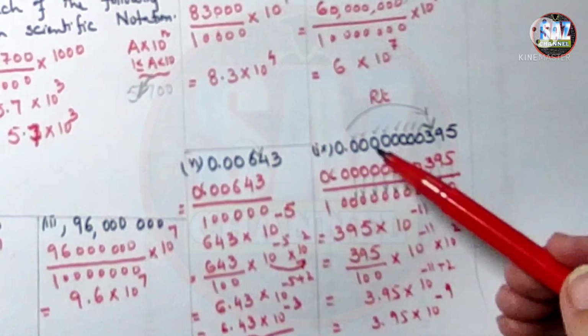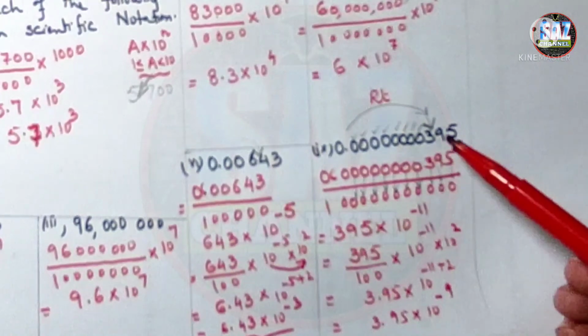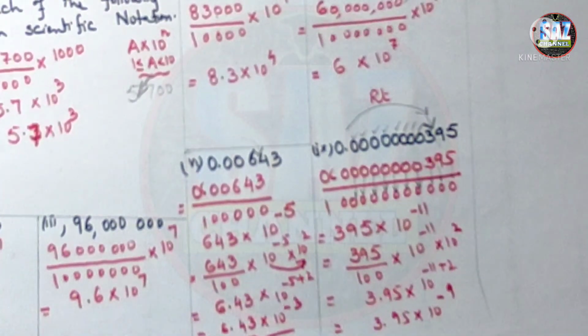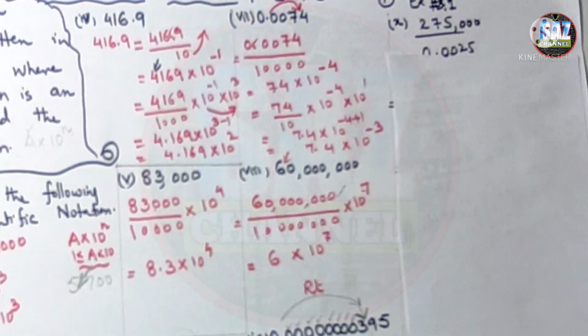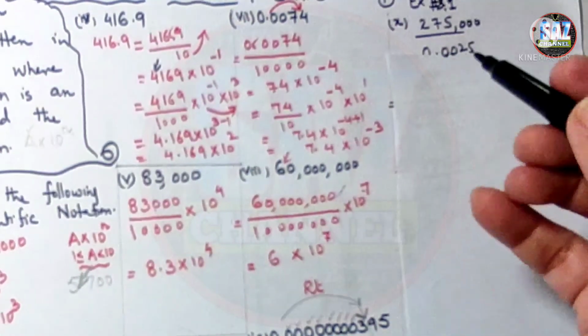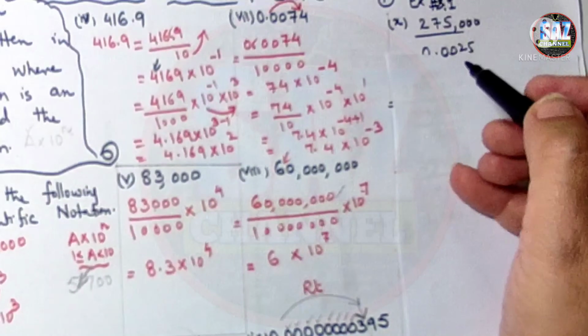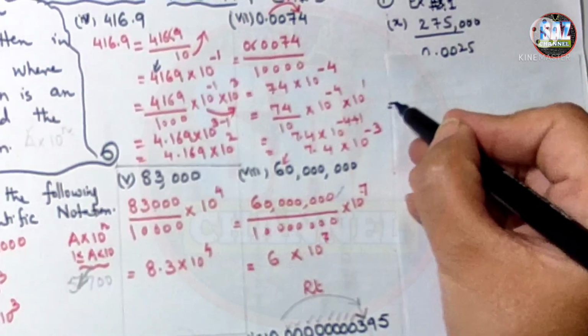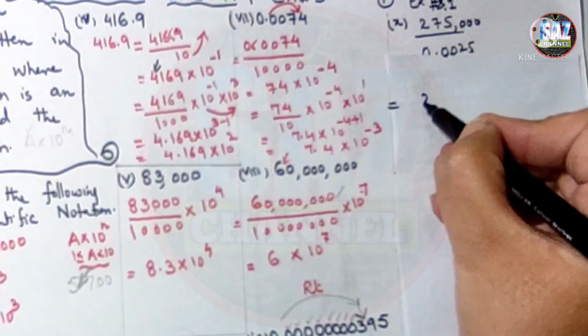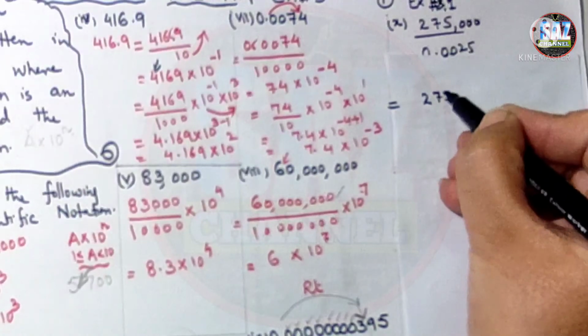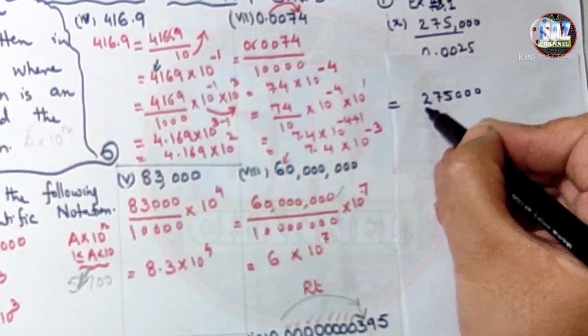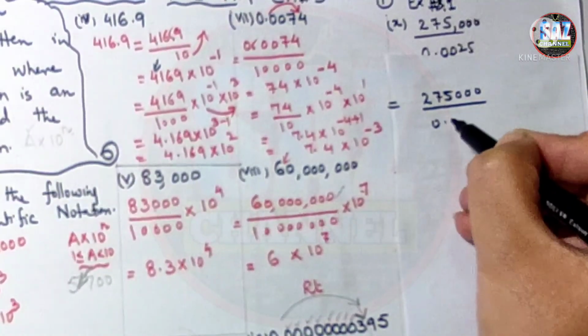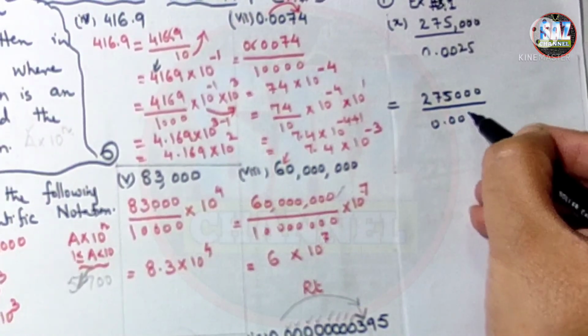And what was the trick saying? Yes, 3.95 multiplied by 10 raised to power minus 9. I hope you are clear about this. And moving to the last part, that is 275,000 divided by 0.0025. So for this question, what we can do is that we have to express both the numerator and denominator in scientific notation.